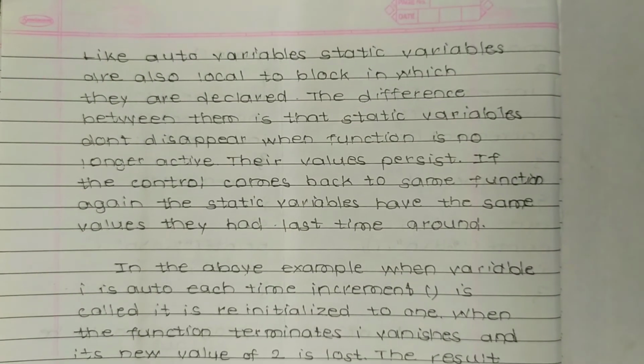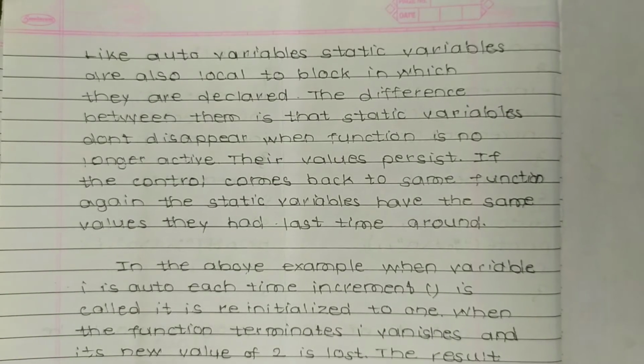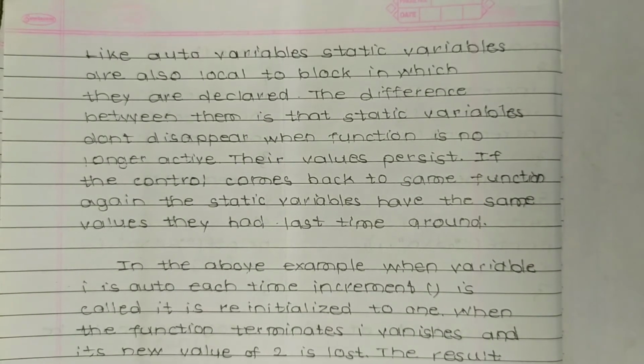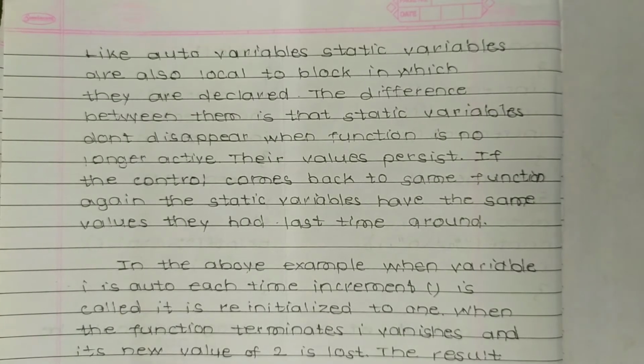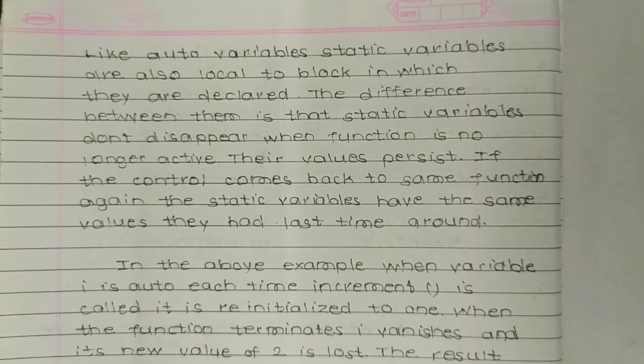Like auto variables, static variables are also local to the block in which they are declared. The difference between them is that static variables don't disappear when the function is no longer active. Their values persist. If the control comes back to the same function again, the static variables have the same values they held last time around.